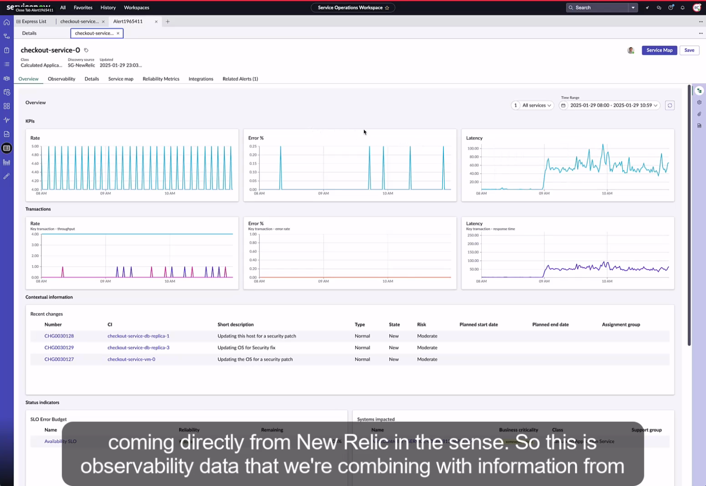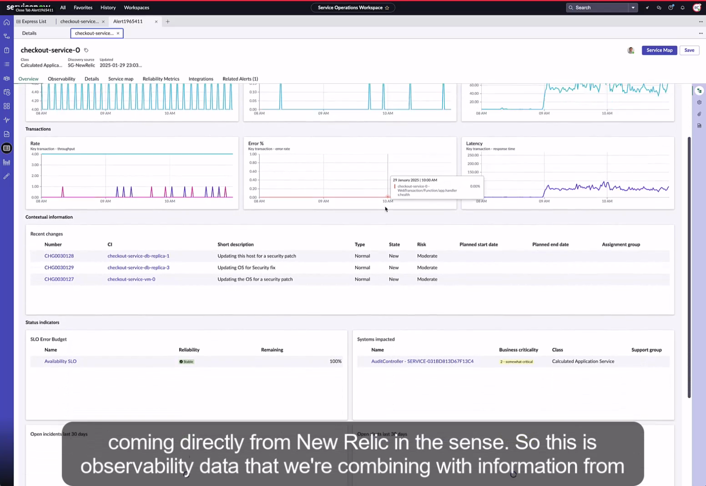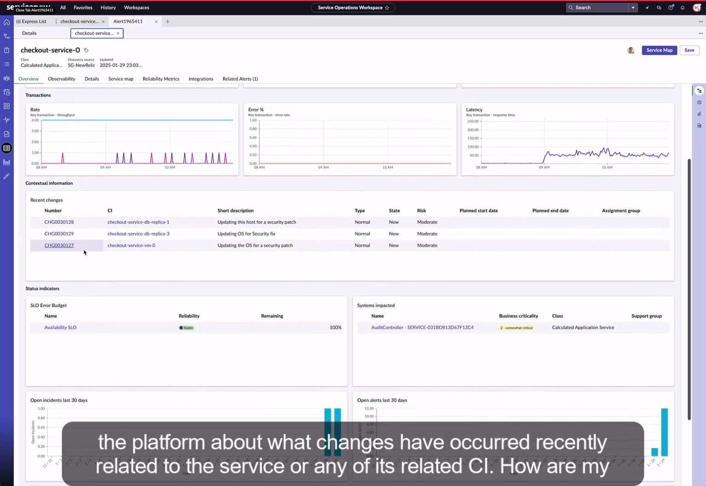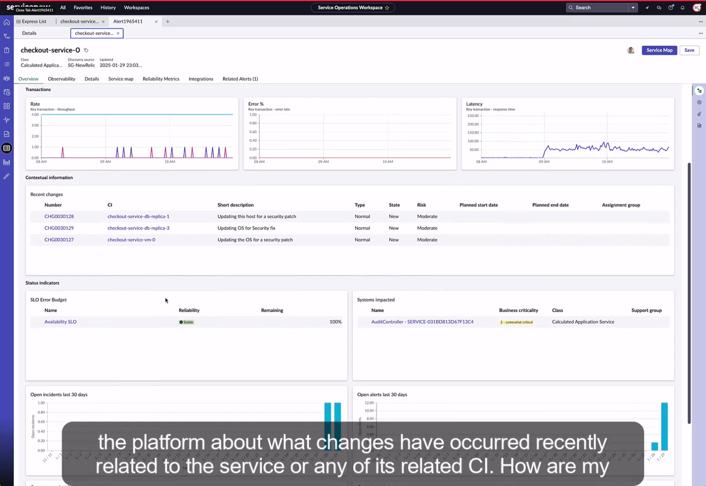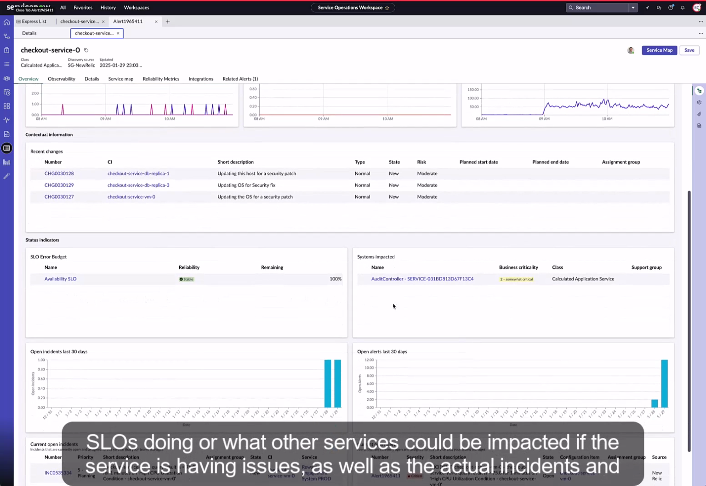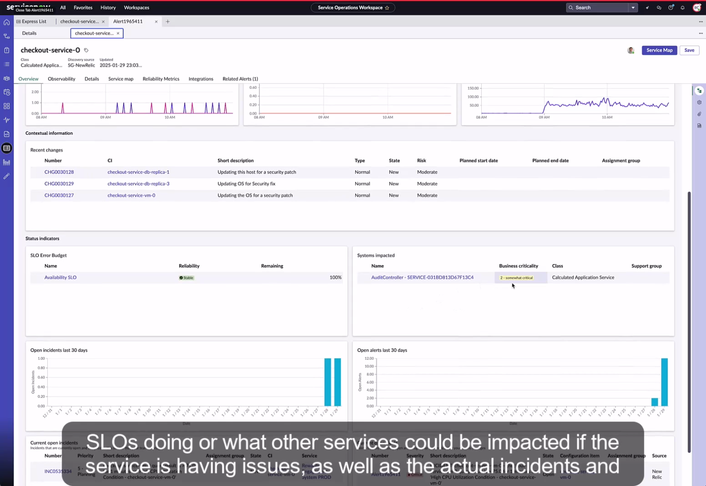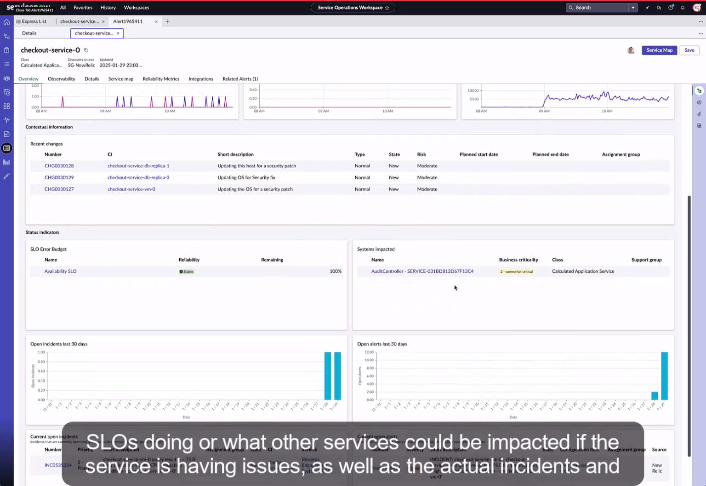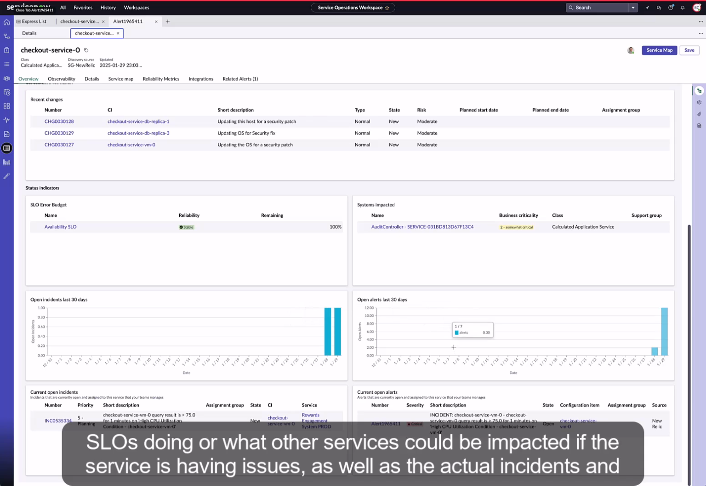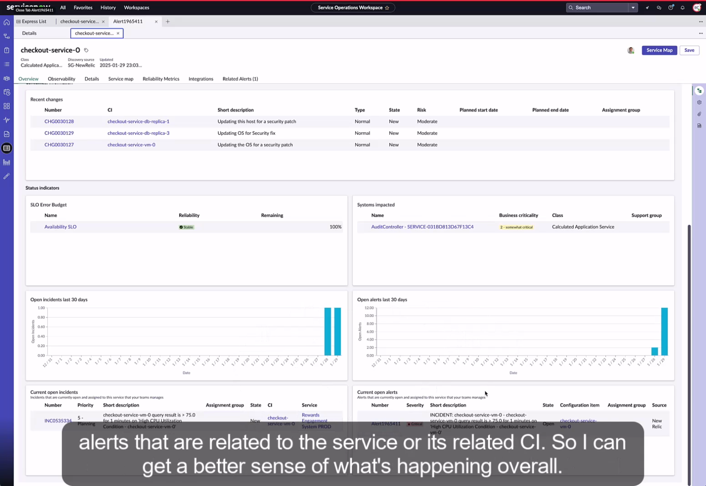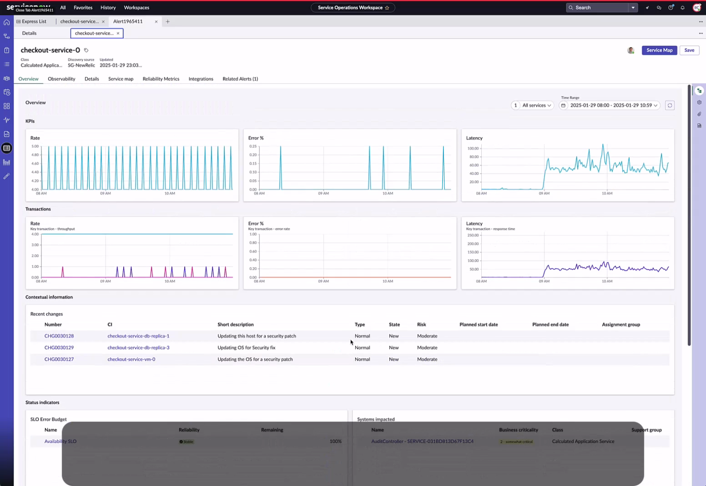So this is observability data that we're combining with information from the platform about what changes have occurred recently related to this service or any of its related CIs. How are my SLOs doing, or what other services could be impacted if the service is having issues, as well as the actual incidents and alerts that are related to this service or its related CIs, so that I can get a better sense of what's happening overall.